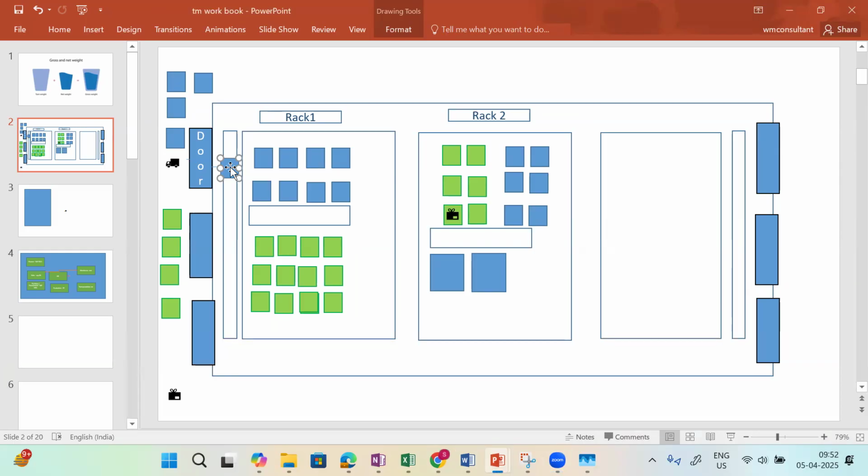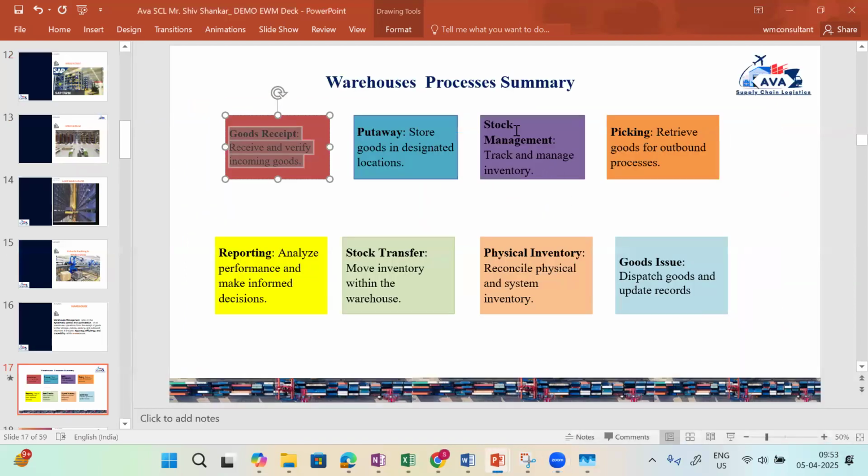After this first step, I have to store this crude oil in my warehouse. Where can I store it? Can I store it here, or here, or here? The process of deciding where I need to store this barrel is called the second step, which is put away. Please understand the jargon. Put away. And after put away comes the third pillar, stock management: track and manage inventory.